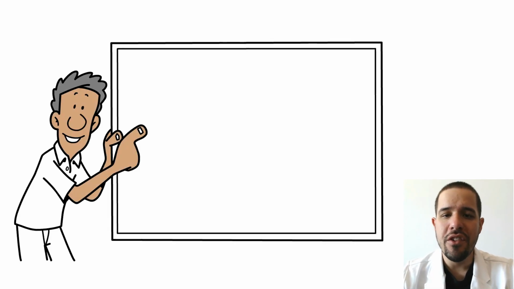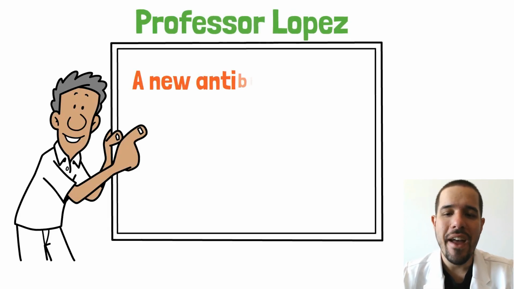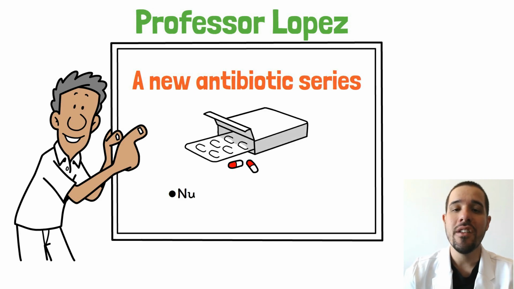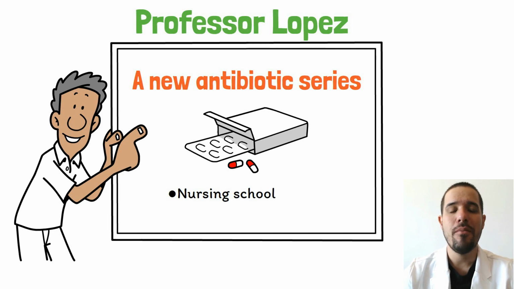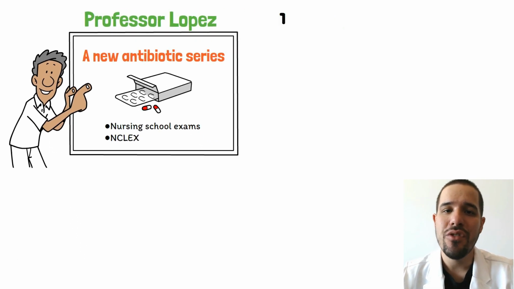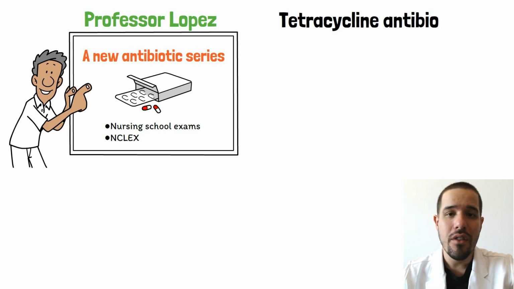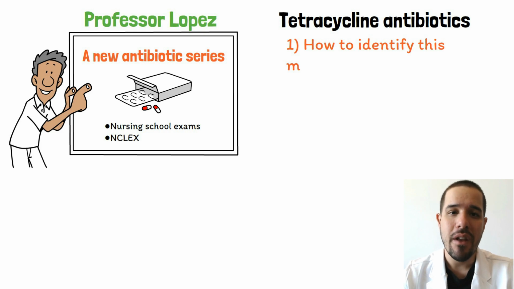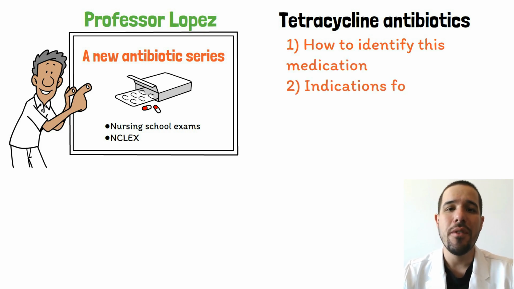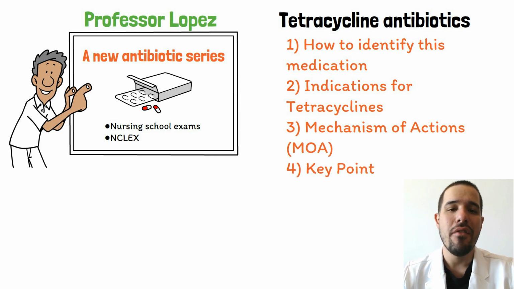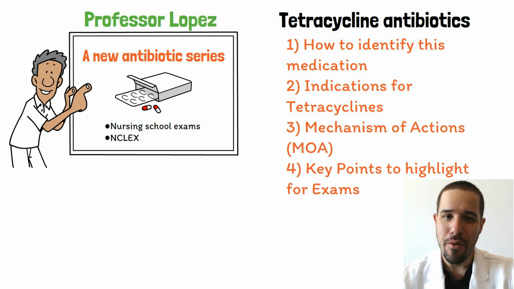Hello, students. This is Professor Lopez, and we are back with a new antibiotic series where we are going to target the most tested upon antibiotics, not only for your nursing school exams, but for your NCLEX. We are going to kick this off with tetracycline antibiotics, and we're going to go over the main subcategories, such as how to identify this medication on an exam, what are some specific indications, mechanism of actions, and some very key points for examination purposes.